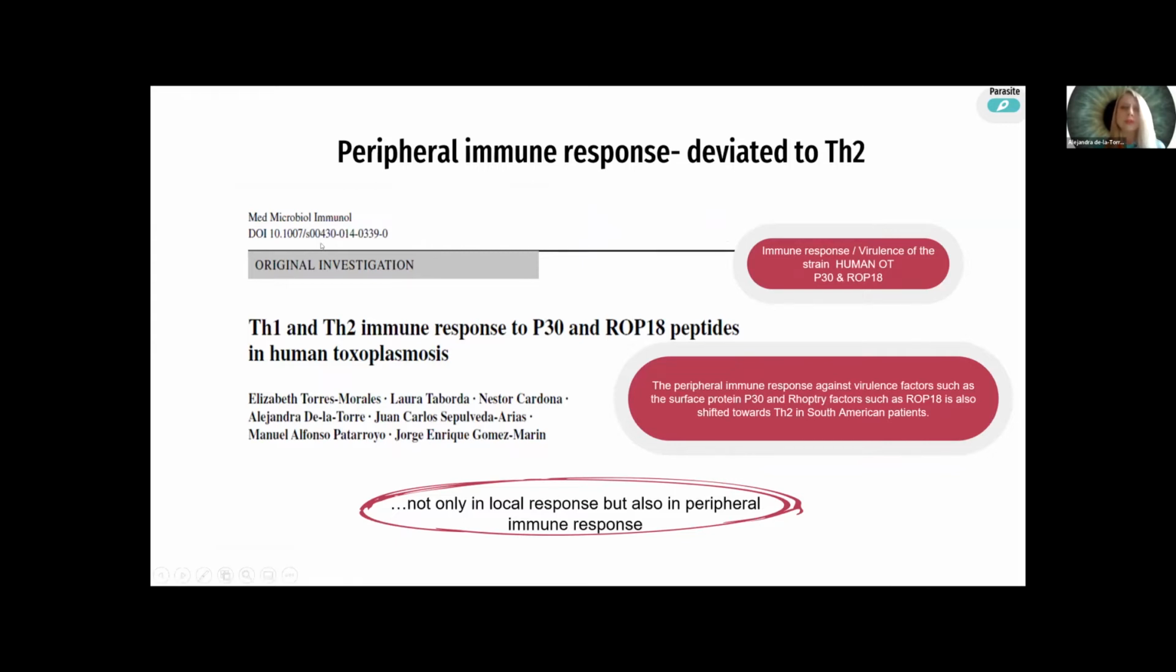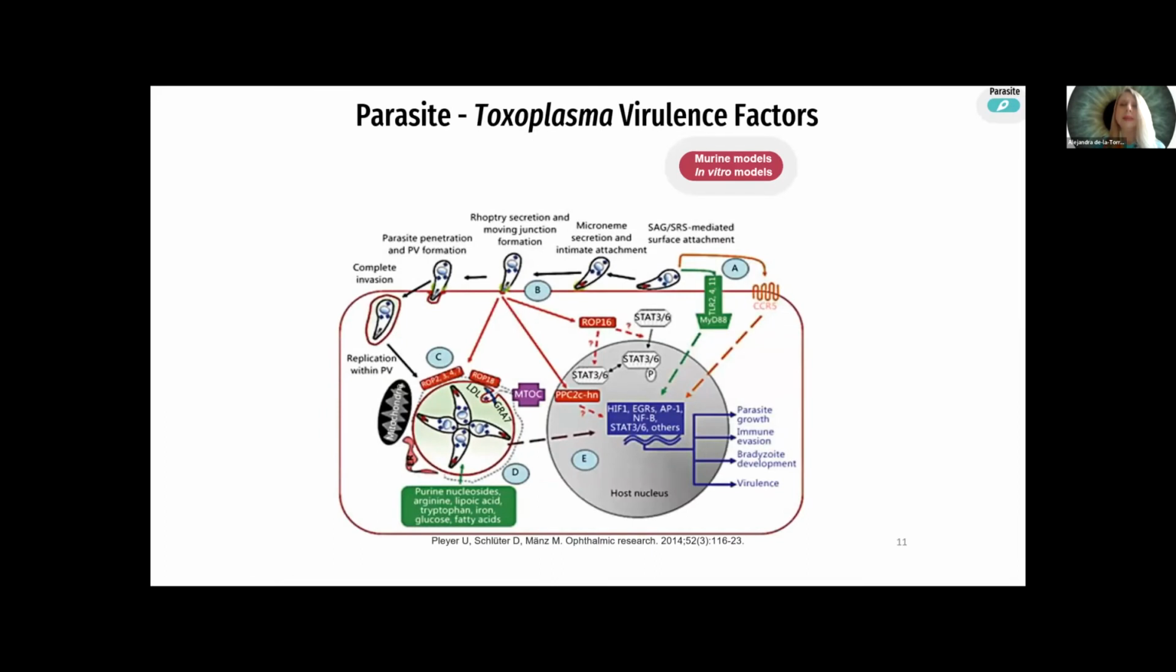The peripheral immune response against virulence factors such as the surface protein P30 and rupture factors such as ROP18 is also shifted towards Th2 in South American patients. We know that in murine models and in vitro models, Toxoplasma gondii modulates the host by specific proteins on the parasite surface, also in micronemes, rhoptries, and dense granules.